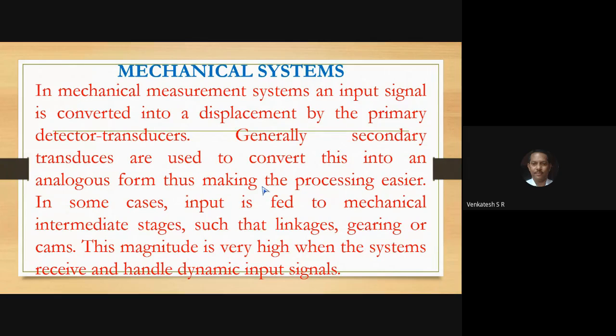The signal received from the primary stage is amplified, improved, and rectified. 10 RPM increases to 1000 RPM. This is a good example used in the gear system of a vehicle. See, a small rotation of the shaft is increased by 1000 times. That is the mechanical system.